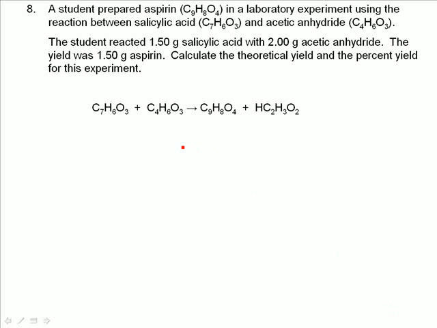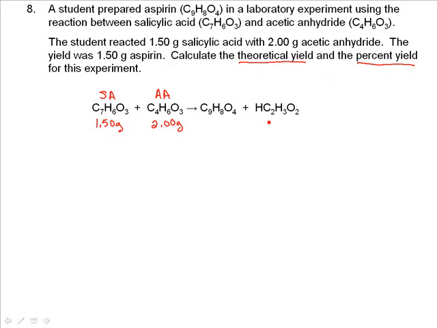For number 8, we have another limiting reagent problem because you're given 2 of the reactants. The student reacted 1.50 grams of salicylic acid. I'm going to abbreviate that SA. And then I have 2 grams of acetic anhydride. And it wants to know the theoretical yield and the percent yield for this experiment in making aspirin.